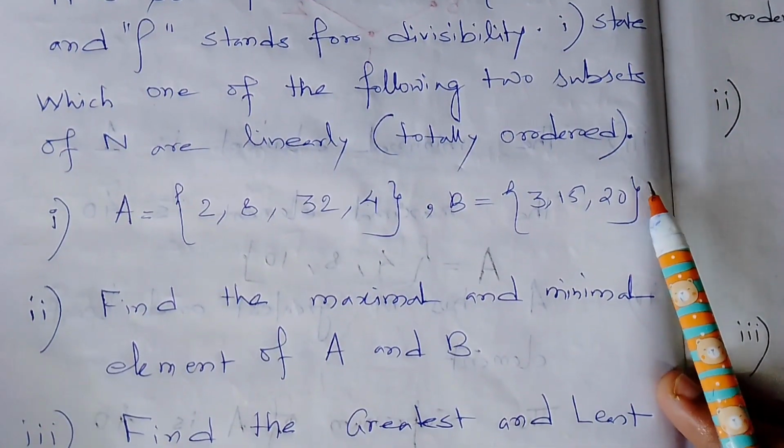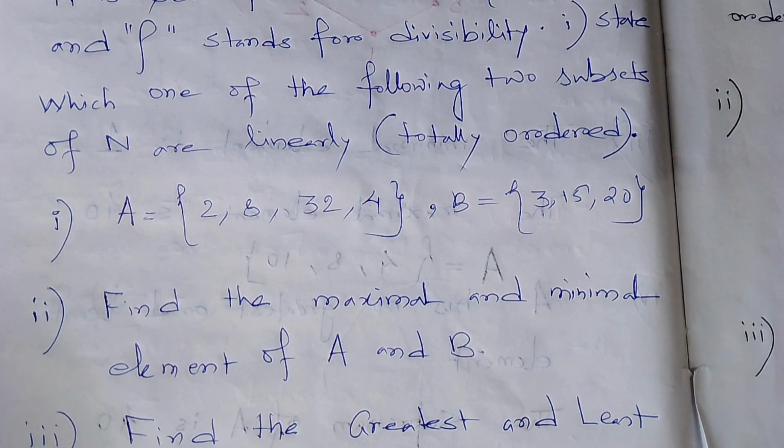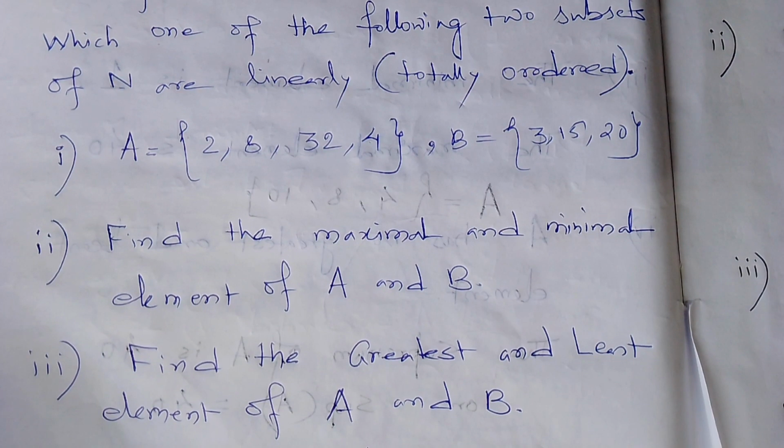Find the maximal and minimal element of A and B. Find the greatest and least element of A and B. So let's get started with the solution.